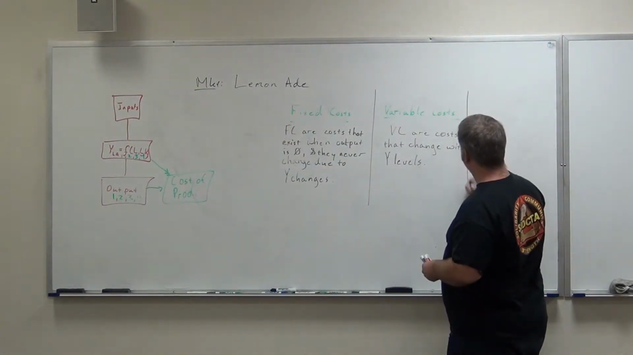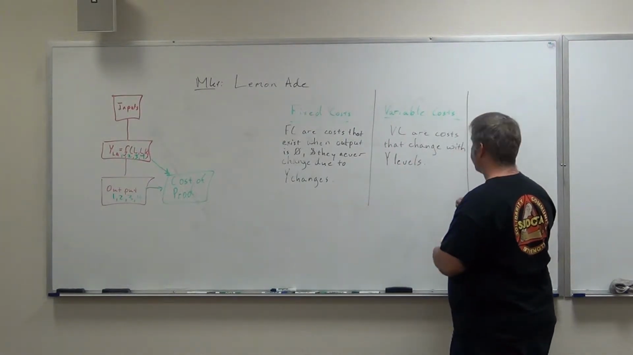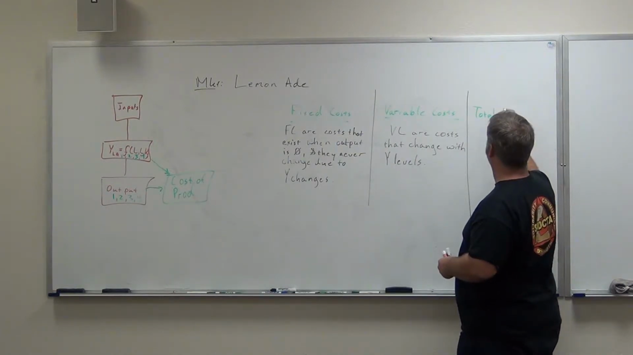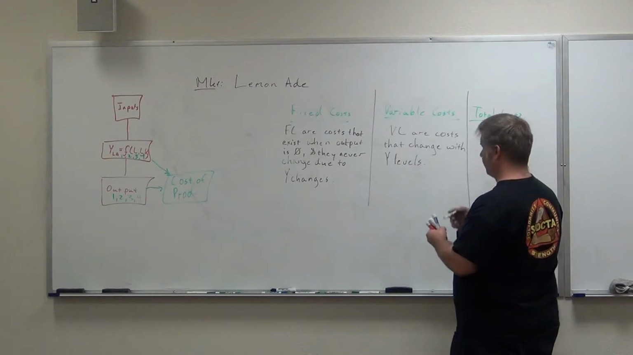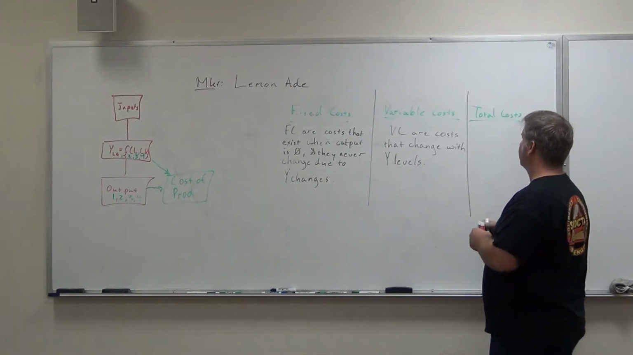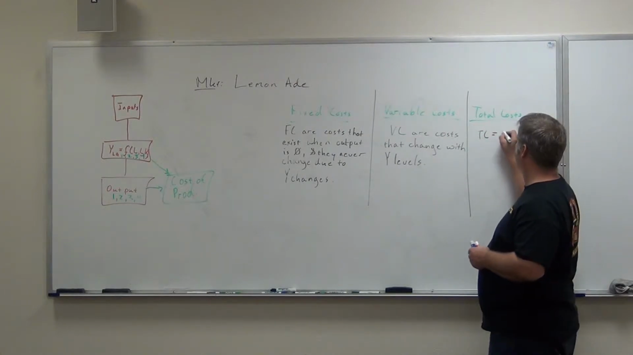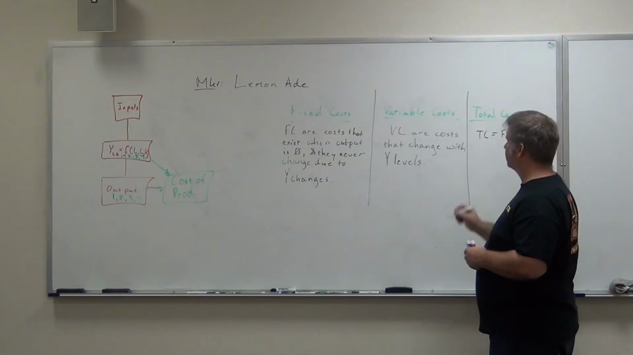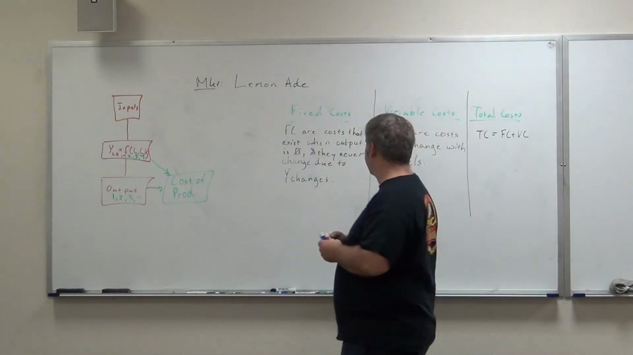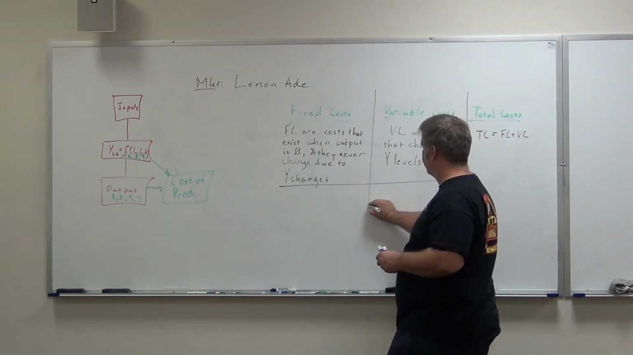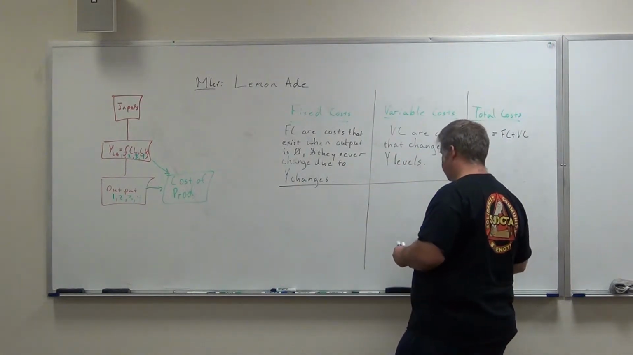Lastly, we've got another term, and it's total costs. This one's not rocket science. Total costs equal fixed costs plus variable costs. So there's a lot of ways you can manipulate these algebraically. I want to go on, cover the rest of the costs that you might see in a problem.